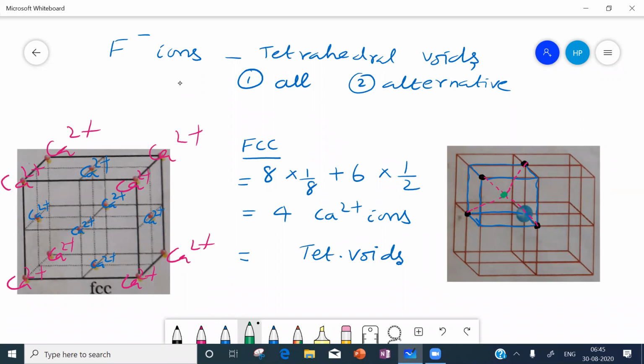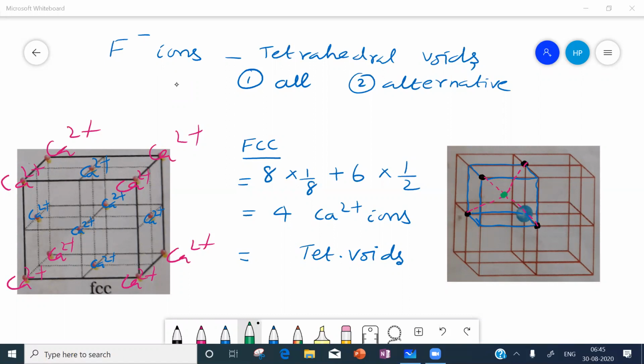Now this center point is called a tetrahedral void. It is present at the center of this small blue color cube. So this green color is nothing but the body center of this small cube. This is called a tetrahedral void. This tetrahedral void gives a full share because it is inside, at the center. Therefore, it is giving a full share.